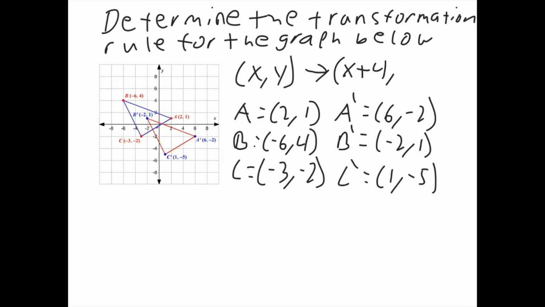And then for the y, let's look at the y's. We have 1 to -2. To get that, you have to subtract 3. 4 minus 3 is 1. -2 minus 3 is -5. So for the y's, we will subtract 3. And there we go. There's our rule. x becomes x plus 4, and y becomes y minus 3.